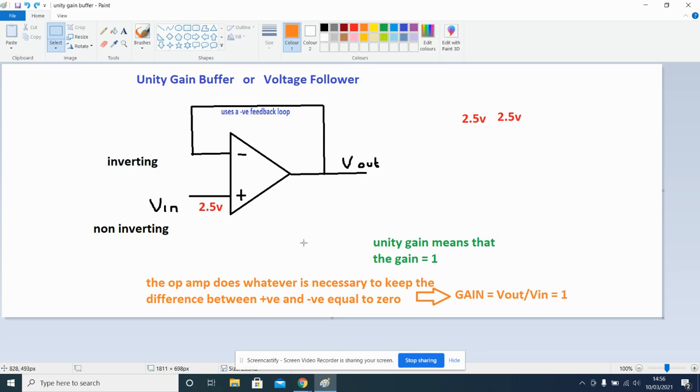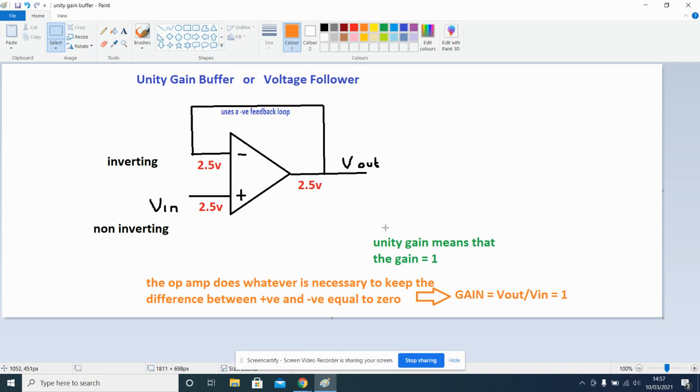Now, what it actually does is, if you have 2.5 volts on our non-inverting input here, it tries to keep both inputs the same. So what it'll do is give out 2.5 volts at its output, which loops back around to its inverting input. So that is what the voltage looks like in a unity gain buffer.